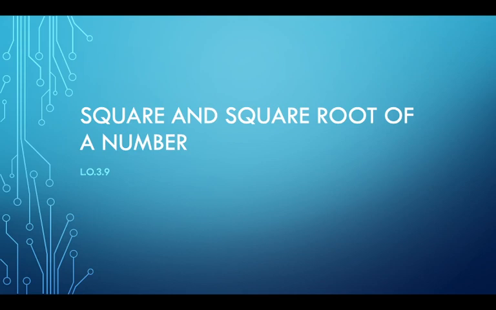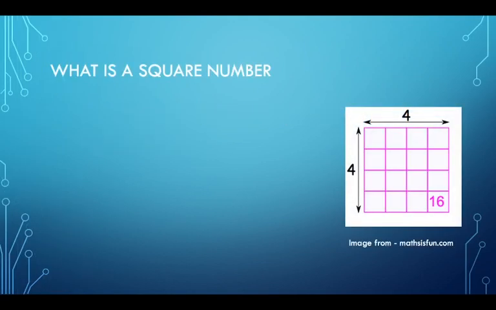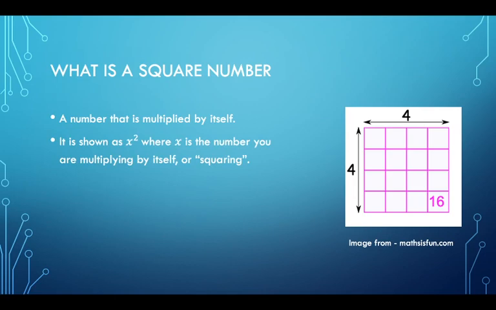So we're going to have a look at square and square root of a number. First of all, we're going to ask the question, what is a square number? A square number is a number that is multiplied by itself. So if it was shown as x squared, x is the number that you are multiplying or squaring. So it would be x squared or x times x.